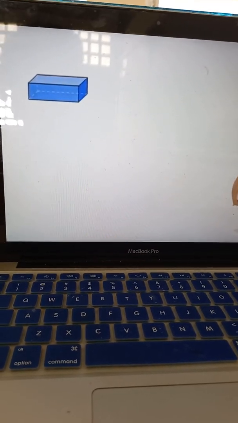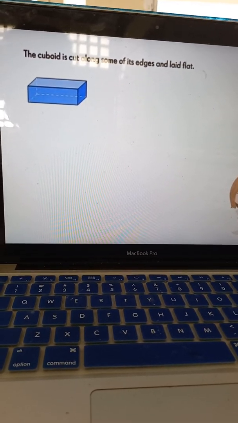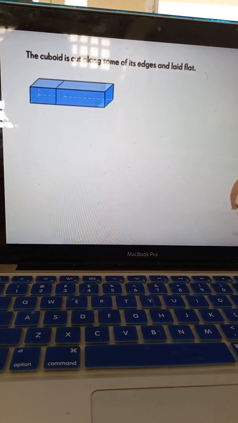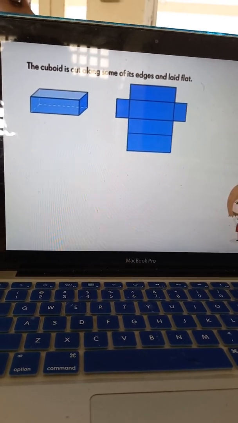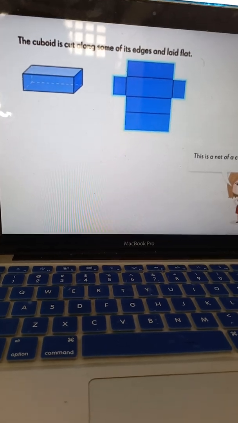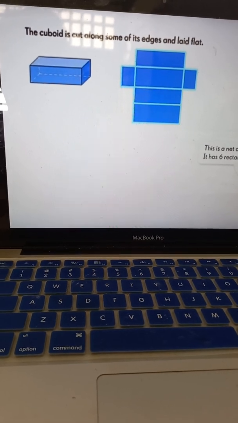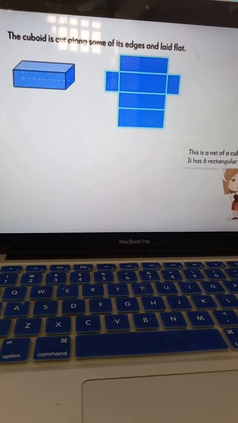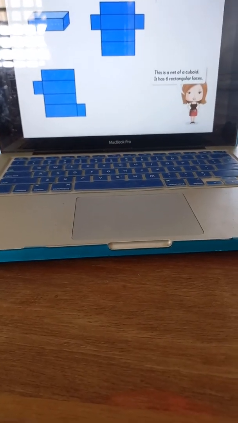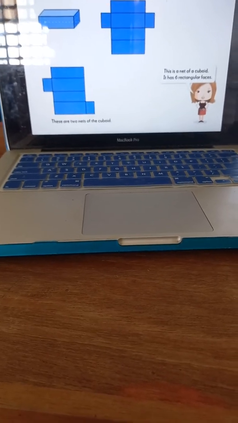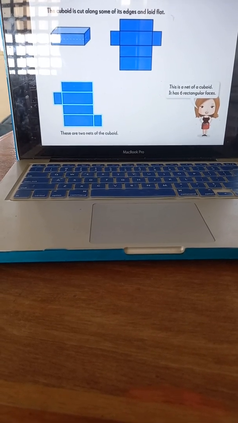Here is a cuboid. Let's see what happens when the cuboid is cut along some of its edges and laid flat. Like this. This is a net of a cuboid. It has 6 rectangular faces. This is another net of a cuboid. It also has 6 rectangular faces.